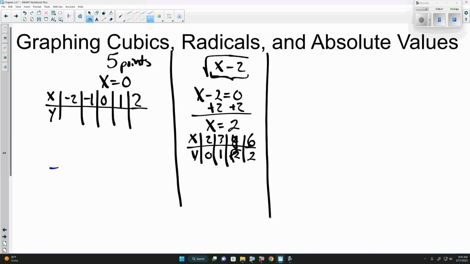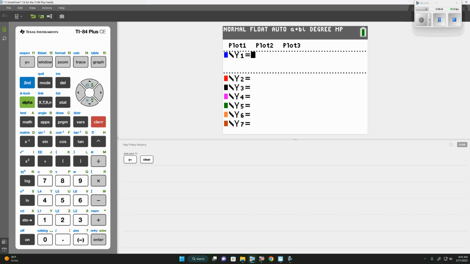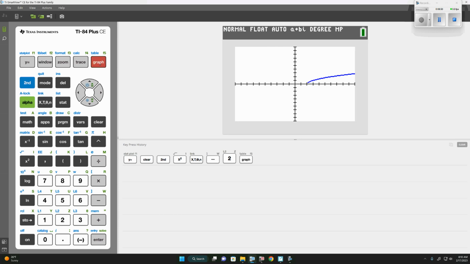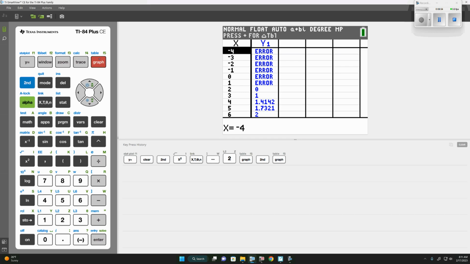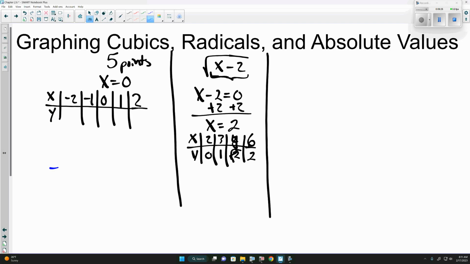But again, even with radicals, y equals, clear that out, I can say square root of x minus 2. Graph. We have this here. I can look at the table. Well, at 2, that's our first number that works. Then I have points going on from that. And we see at 3, we get 1. 4, we don't get a nice number. 5, we don't. At 6, we have 2. 7's not nice. 8's not nice. 9 isn't. 10. 11. We have another nice number because 11 minus 2 is 9. We can take that square root. Questions on these here?